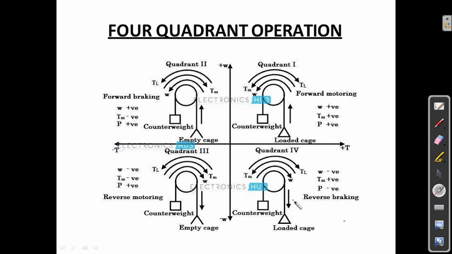Here also the load will come downside, because the lift comes up from down. This forward braking is the lift going from downside to upside. Here it comes from up to down, where we apply the reverse braking. So it is called reverse braking. These are all about the four quadrant operations.